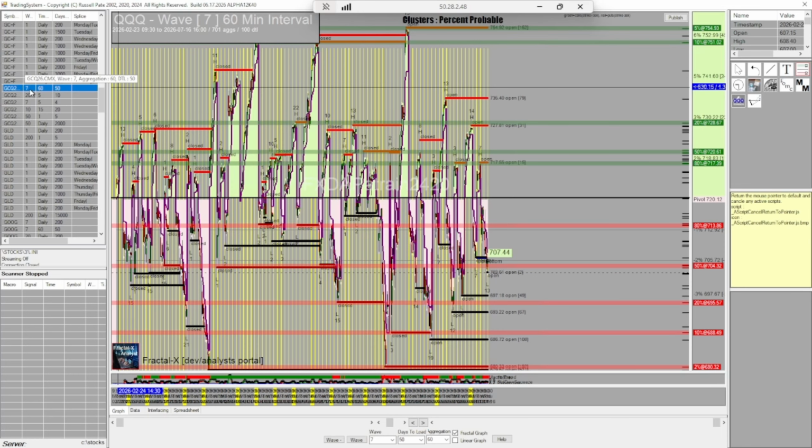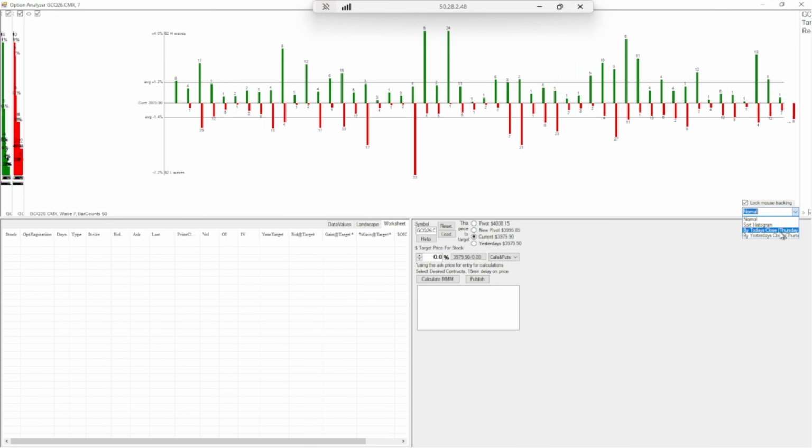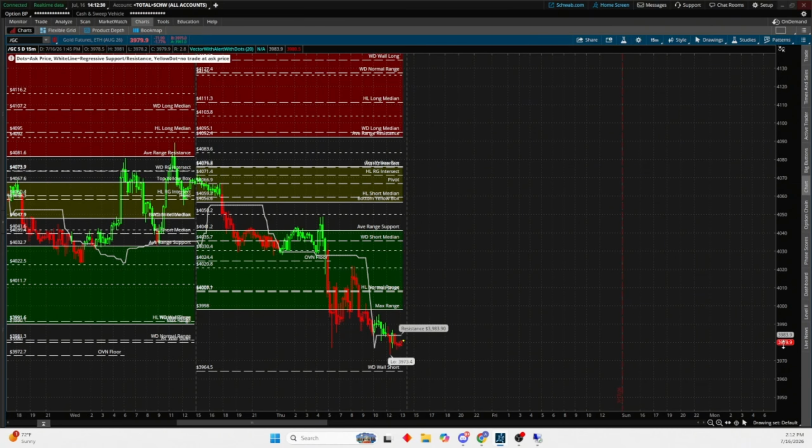So again, 7-week, 60-minute option analyzer. Go to current and buy today's close. So the pivot value or the current value should be whatever the closing price is. So you can see 3979.9. Our closing price was 3979.9. So that's how you know it's updated to our current price. And now we can go ahead and grab our levels.